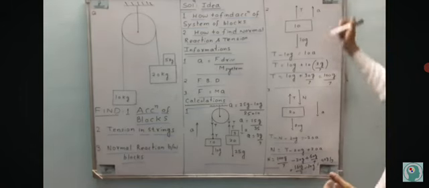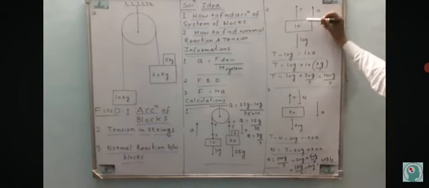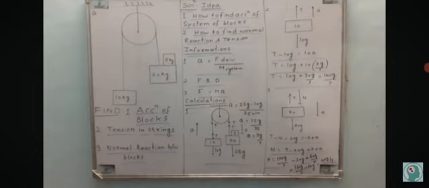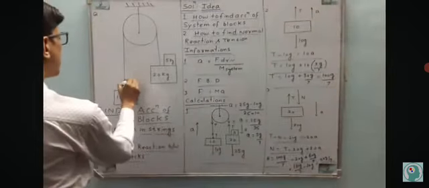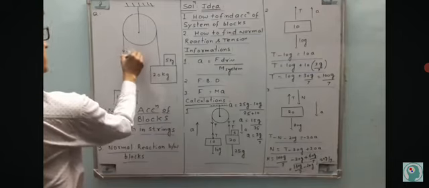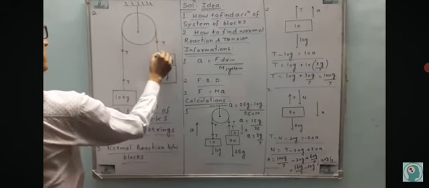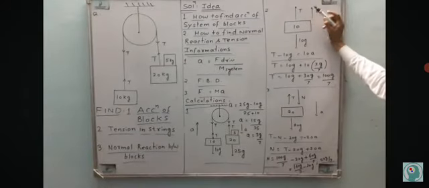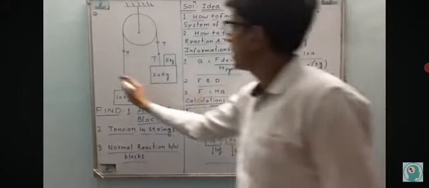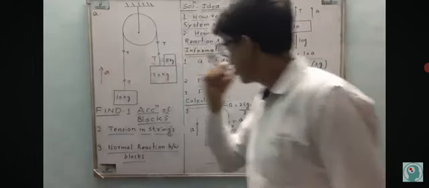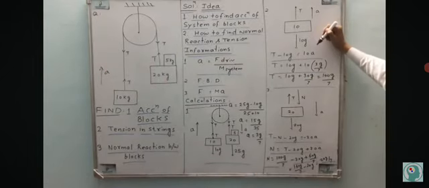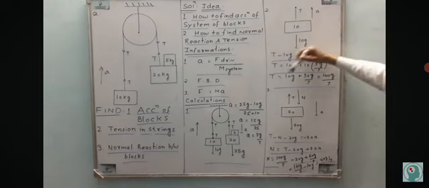Let's calculate the tension in the string. If we draw the free body diagram of the 10 kg block, tension will act vertically upward on the 10 kg block, and it will accelerate upward, and the weight of the 10 kg block will act vertically downward. So we can say T minus 10g is equal to 10a. After calculating, we have tension as 100g by 7.